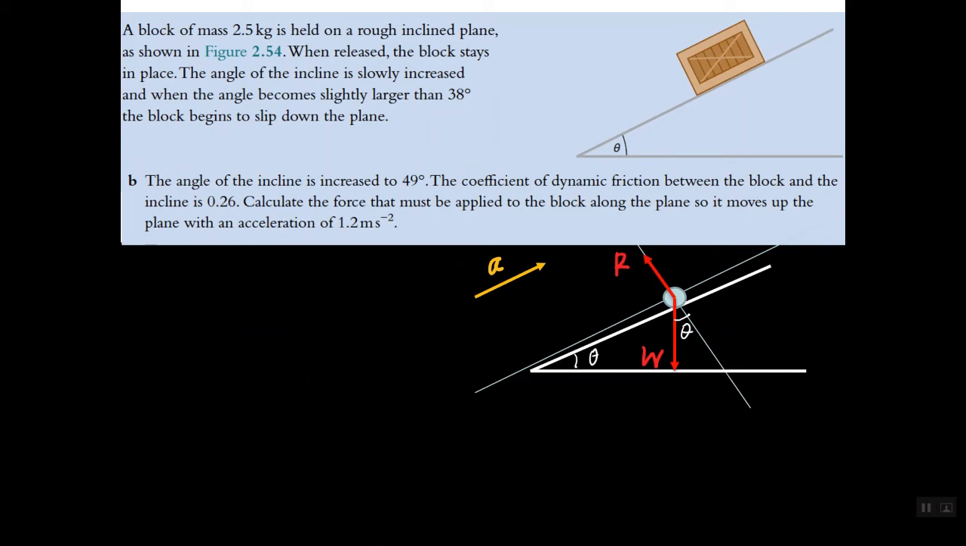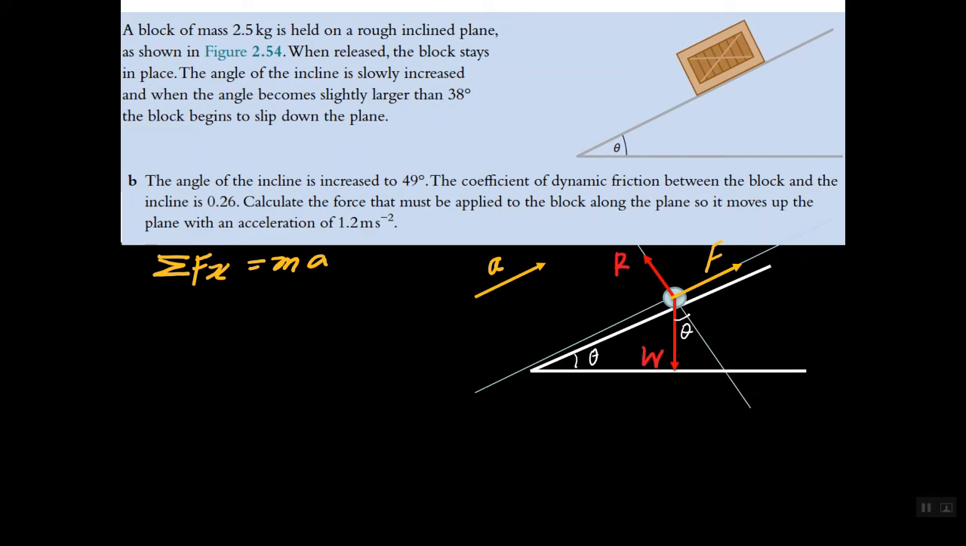B. The angle of incline is increased to 49 degrees. The coefficient of dynamic friction between the block and incline is 0.26, which is smaller than the static friction. Calculate the force that must be applied to the block along the plane so it moves up the plane with an acceleration of 1.2 meters per second squared. As the block is moving up the plane with an acceleration of 1.2, the resultant force in X component equals ma. Let F be the required force up the plane.